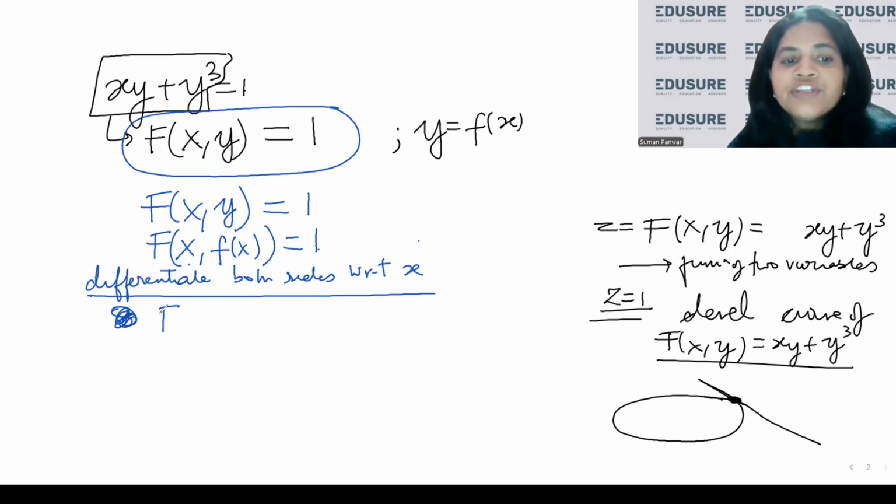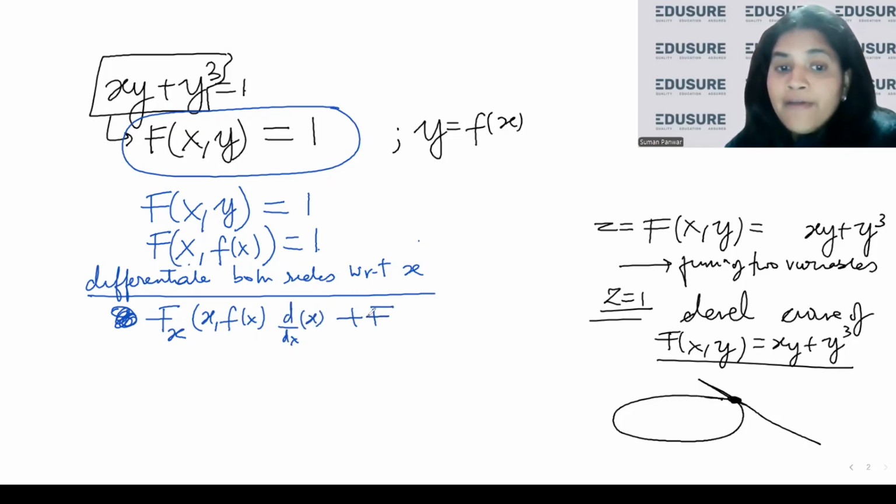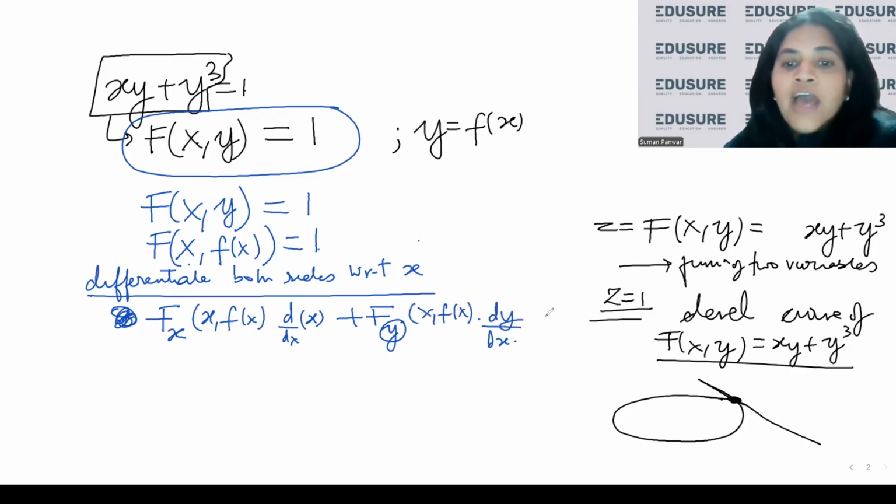So we are going to differentiate f with respect to x, and this is going to be f_x(x, f(x)) times d/dx of x. Then we differentiate f with respect to y, where y was your f(x), so that is f_y(x, f(x)), and then you will do dy/dx. The right hand side will be d/dx of 1, which will be 0.